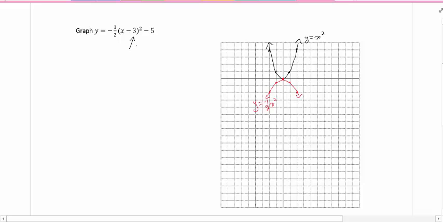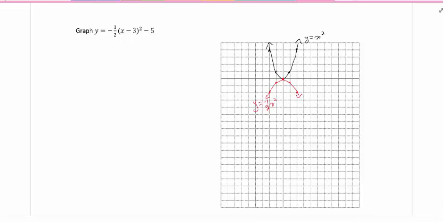So we're going to translate to the right 3. So the number that's added or subtracted inside the brackets is always the horizontal translation, and it's kind of the opposite of what you'd expect. Seeing a minus 3 there might make you think you should translate to the left 3, but we have to remember that the horizontal translations kind of work backwards. They're not very intuitive. We have to move to the right 3. And the minus 5 out here is telling us to translate down 5 units.